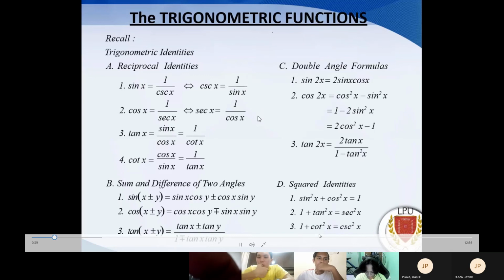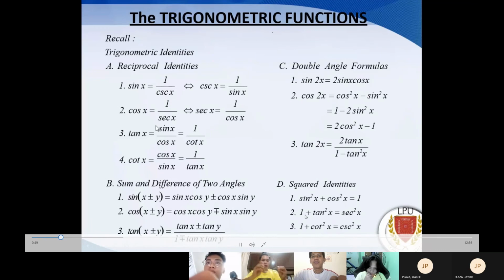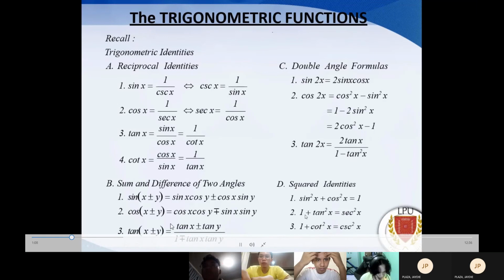Here are some of the trigonometric functions. Recall trigonometric identities. We have your number one, sine of x. Reciprocal is cosecant x, cosine is secant, tangent is sine over cosine, cotangent is cosine over sine. We also have here the sum and difference of two angles. The sine of x plus y, we have here sine x cosine y plus cosine x sine y. Number two is for the cosine of x plus y. Number three would be for the tangent.